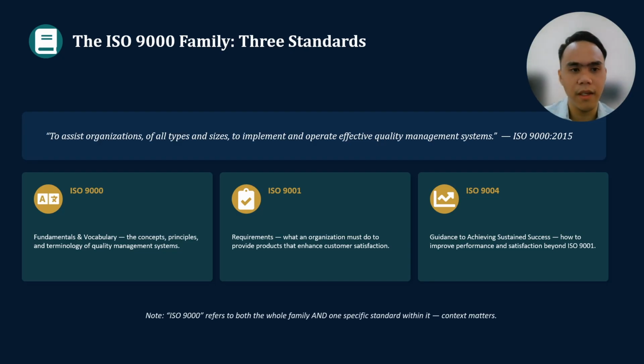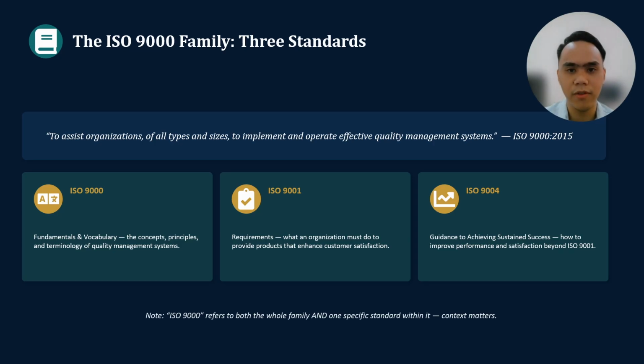So here's something genuinely confusing that trips people up. Let's clear that immediately. ISO 9000:2015 refers to both a family of three related standards and one specific standard within that family. The purpose of the family, quoted directly, is to assist organizations of all types and sizes to implement and operate effective quality management systems. The family consists of three standards: quality management vocabulary, requirements, and guidelines for performance.